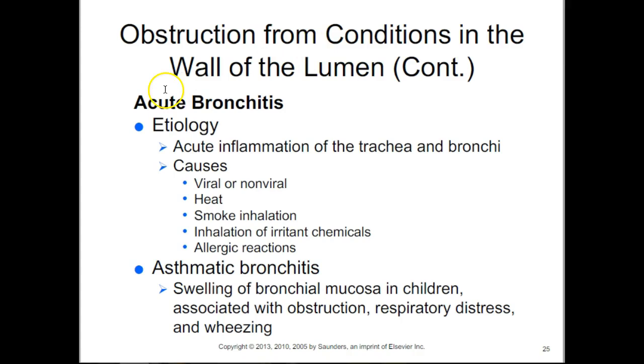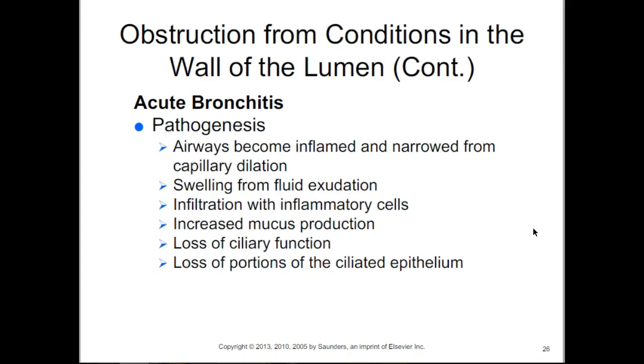Right, so then you have also bronchitis as another one of our obstructive disorders, right, where you have an acute inflammation of the trachea or bronchi, right? So the causes could be viral or non-viral, smoking, inhalation, irritants, even allergic reactions or heat, right? So asthmatic bronchitis you might see also in bronchial mucosa in children. And that can also lead to obstruction and respiratory distress and wheezing. So it's kind of like both, right? So where does bronchitis come from, right?